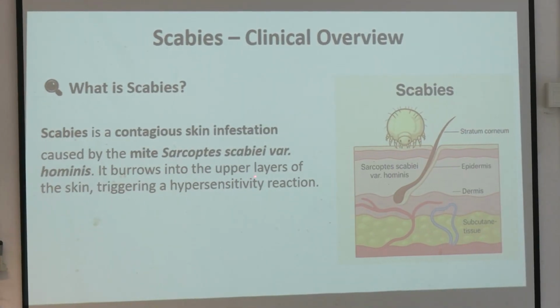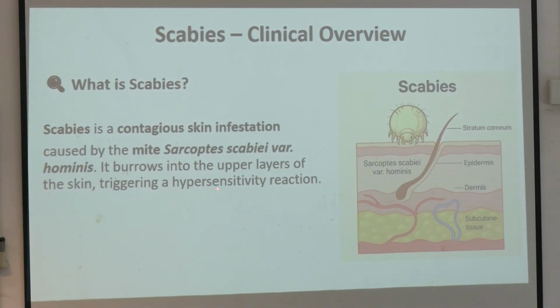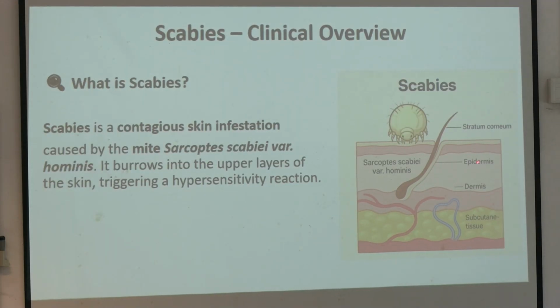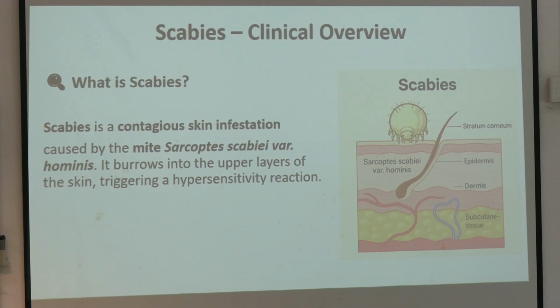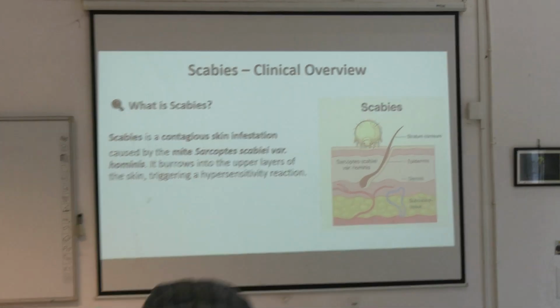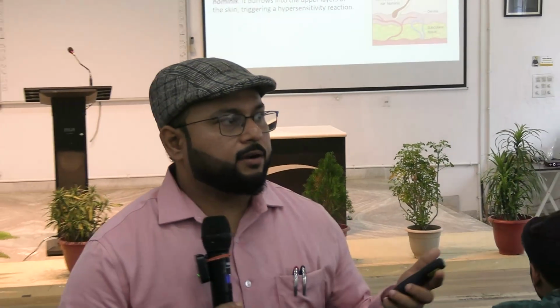It burrows in the upper layer of the skin and triggers hypersensitivity reactions. So this is our skin's normal structure, the upper layer of the skin, where it makes burrow formations, and for that hypersensitivity occurs and extreme itching, specifically increasing at night. And how do you diagnose? In fingers, web spaces, there are what are called burrows.